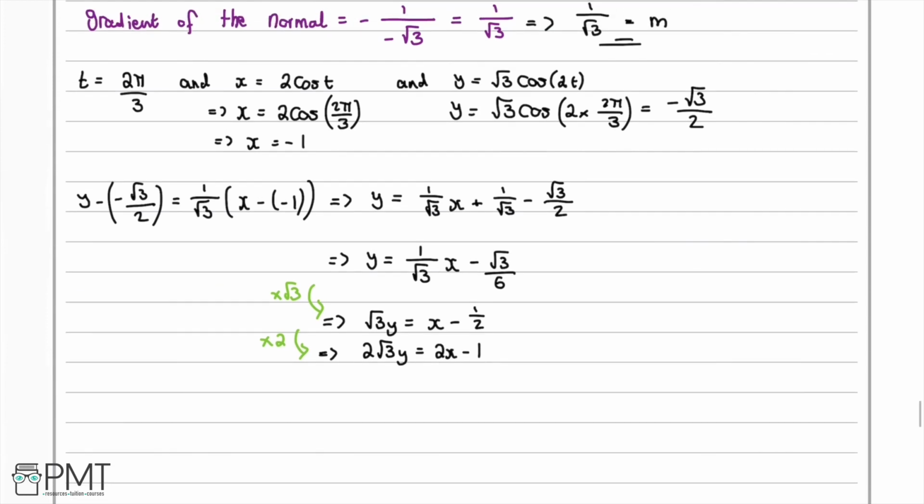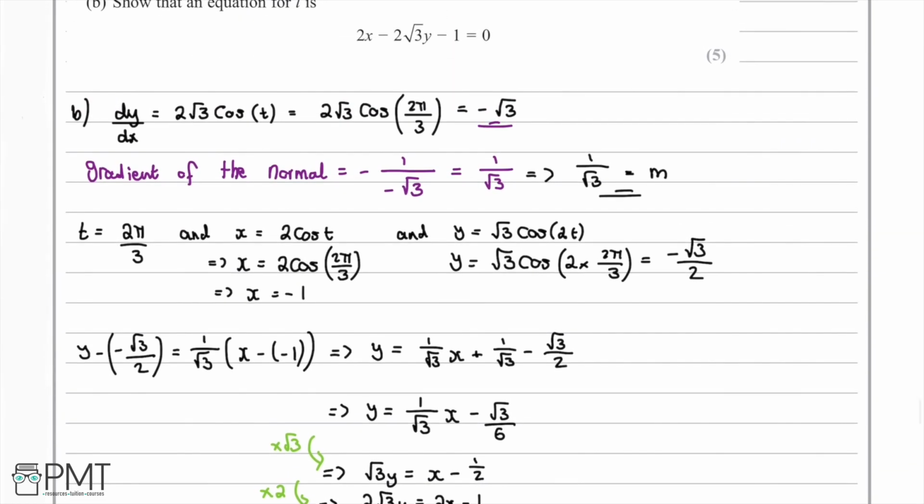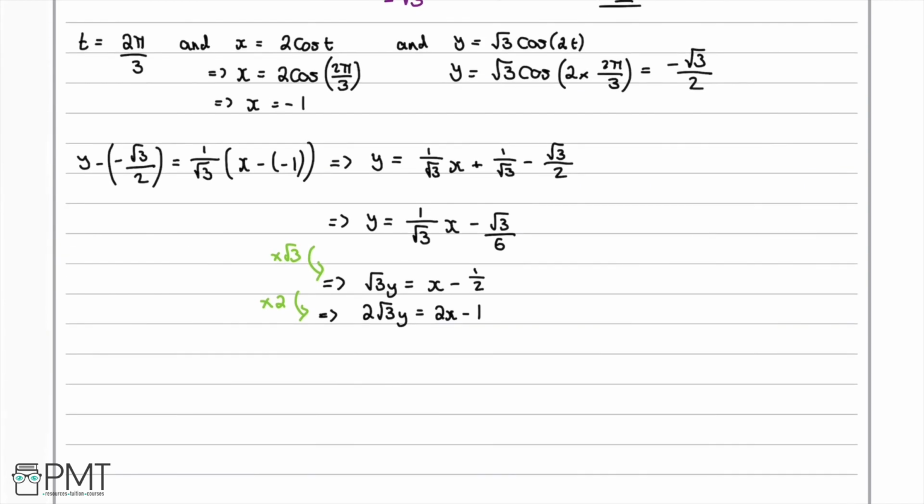So looking back to our question, this is starting to look very familiar. So we can just rearrange this ever so slightly, and we'll then have that 2x minus 2 root 3y minus 1 is equal to 0. And we've therefore completed the question and found the equation of the line L in the required form.